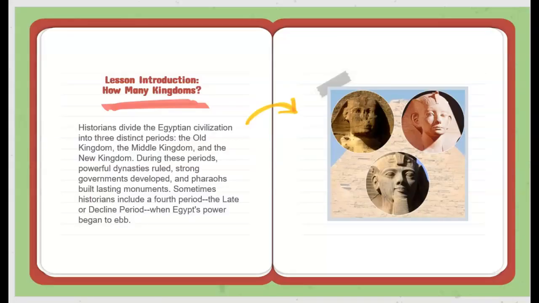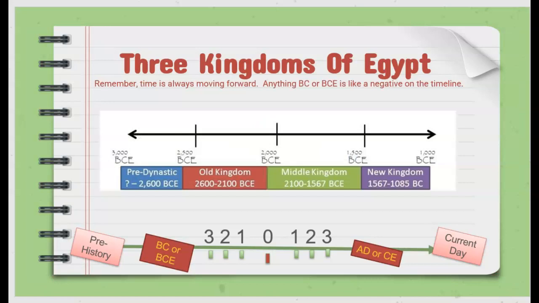Lesson Introduction: How many kingdoms? Historians divide the Egyptian civilization into 3 distinct periods: the Old Kingdom, the Middle Kingdom, and the New Kingdom. During these periods, powerful dynasties ruled, strong governments developed, and pharaohs built lasting monuments. Sometimes historians include a 4th period, the Late or Decline period, when Egypt's power began to ebb, meaning when Egypt's power began to slow or go down.